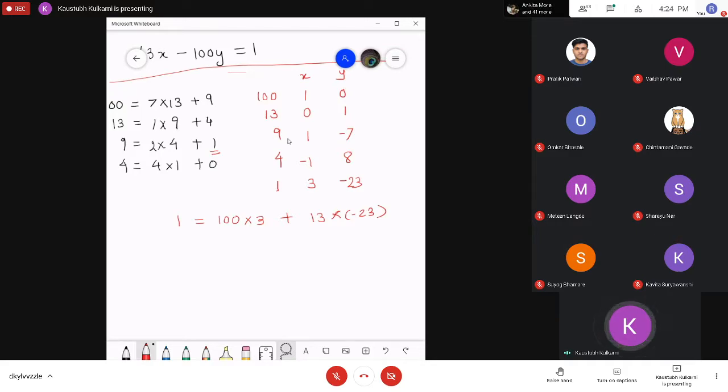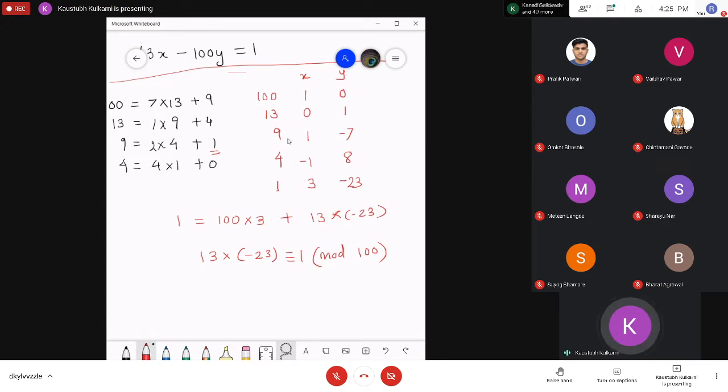How did it help us find the inverse? Basically, so 13 into -23 is congruent to 1 mod 100. Okay. Therefore, inverse of 13 is -23.